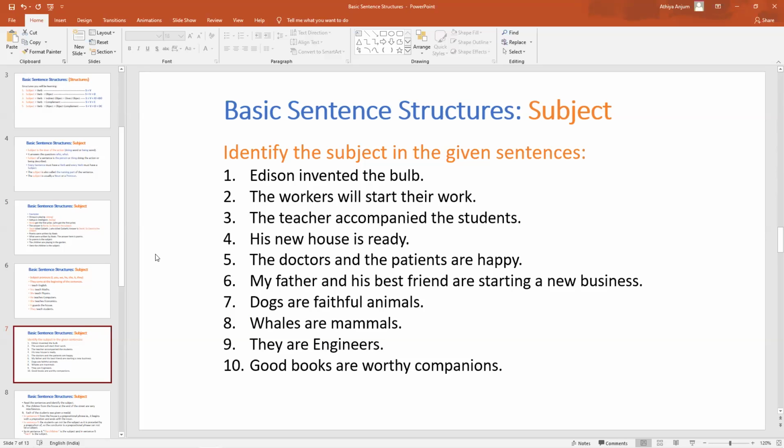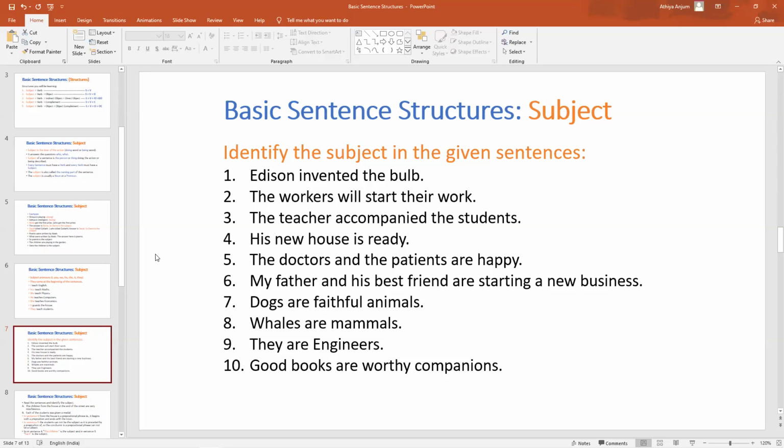Now the next one, the teacher accompanied the students. Which is the verb here? Accompanied. It becomes easy if you're able to identify the verb. And then already you know the verbs. You have learned, you have done the tenses. You should be thorough by now with the verbs. So identify the verb and you can ask who did this. Then the answer will be there and that answer will become your subject. So who accompanied the students here? The teacher. So which is the subject here? The teacher. Okay, so that becomes your subject.